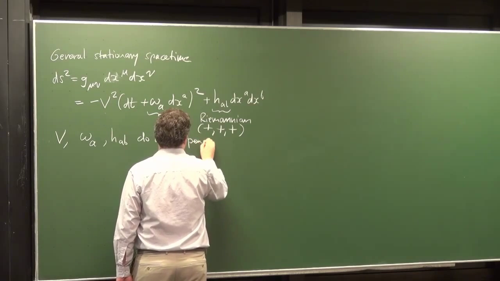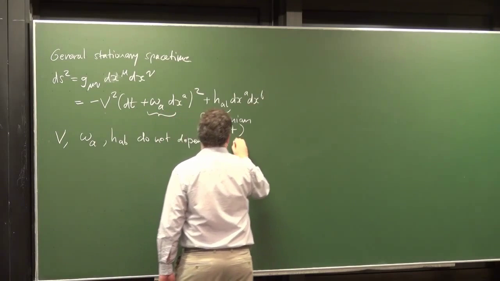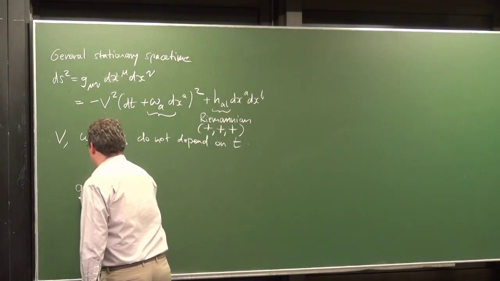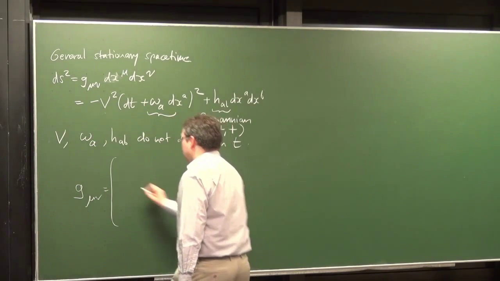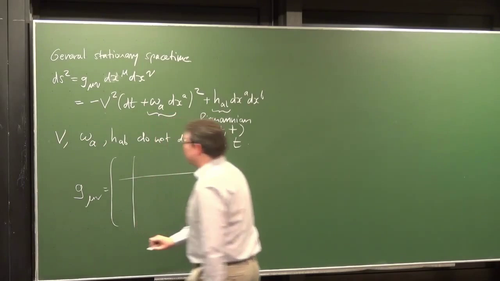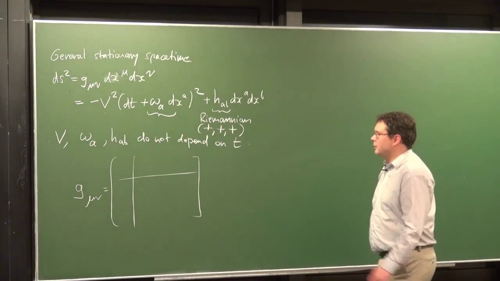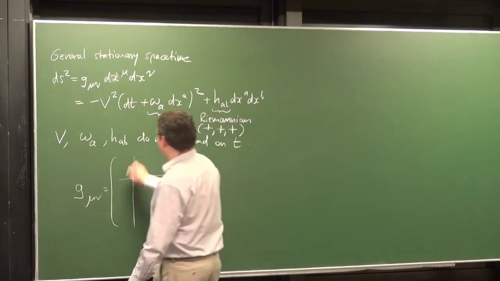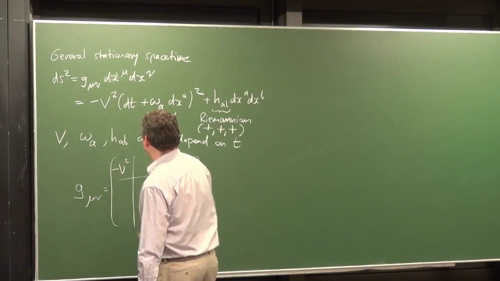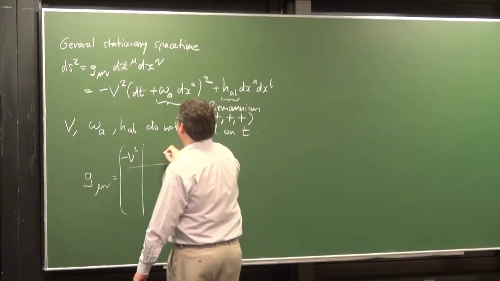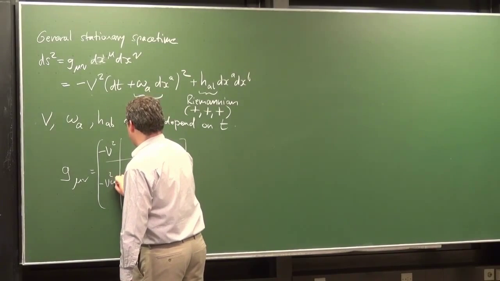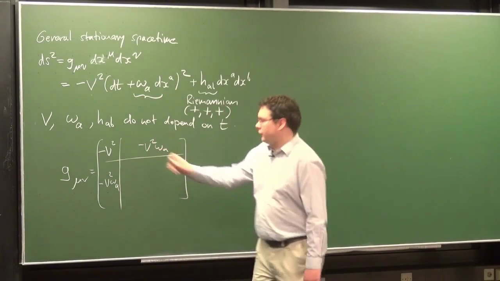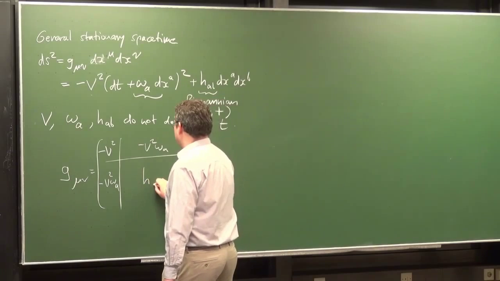So the metric, if we write it in component form, with the minus v squared, you get the minus v squared omega a's here, right? Of course, the symmetry, and then the h_ab over here.